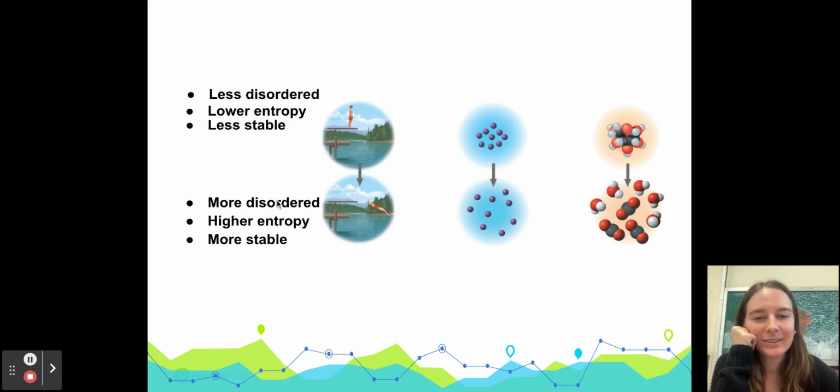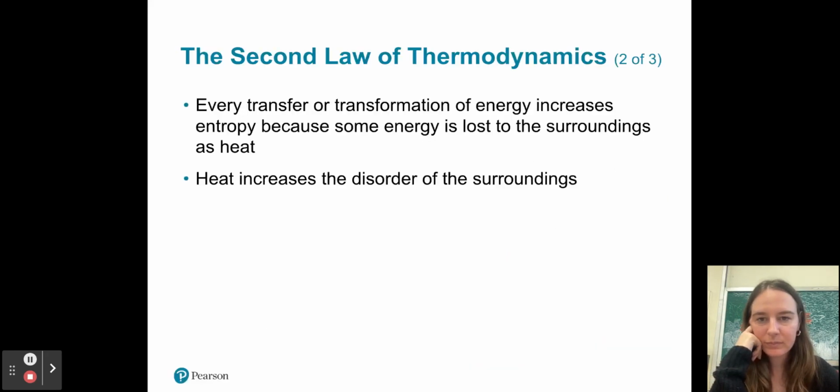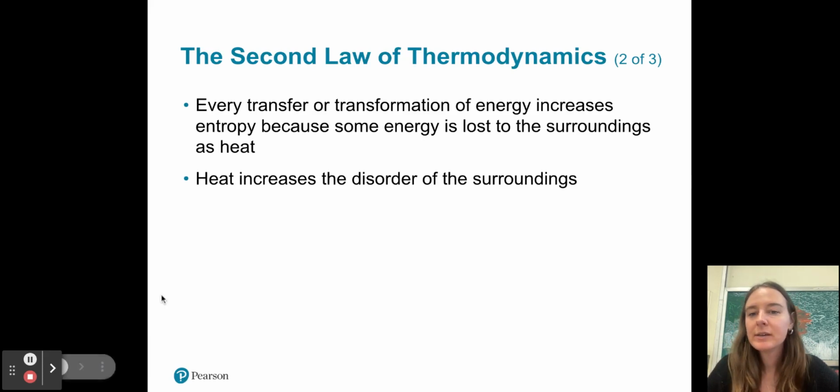But then down here, once there's been a change, once something has occurred, like a chemical reaction in this case, now you have more disordered systems, higher entropy, right? Higher entropy means more disordered, but now we have more stability because the result of this reaction is a more stable system. So when we talk about the changes in energy, and the increase in entropy after that change in energy, we call that the second law of thermodynamics.